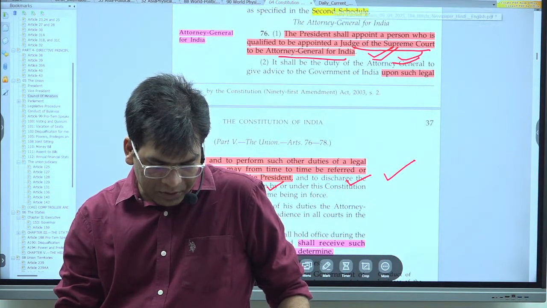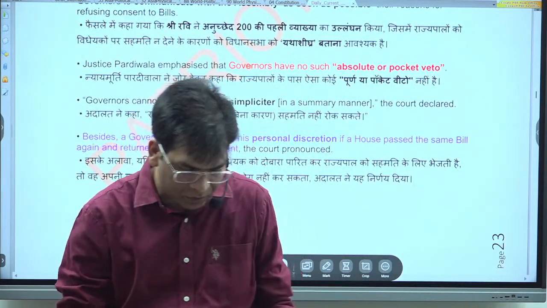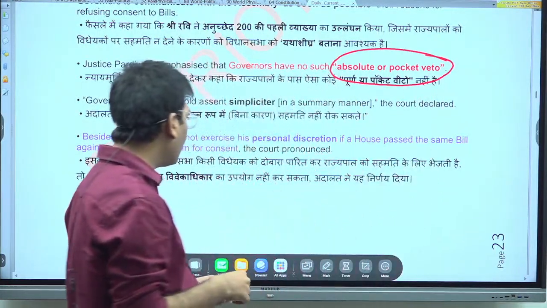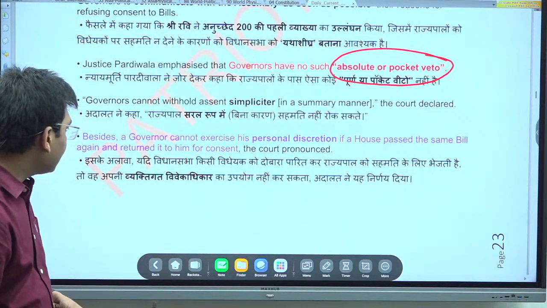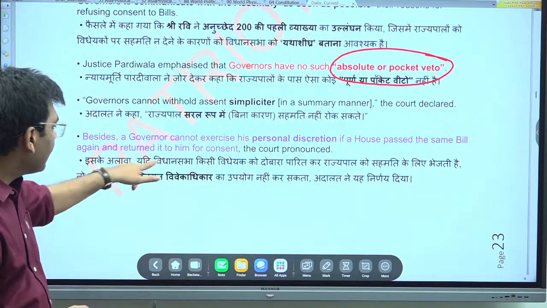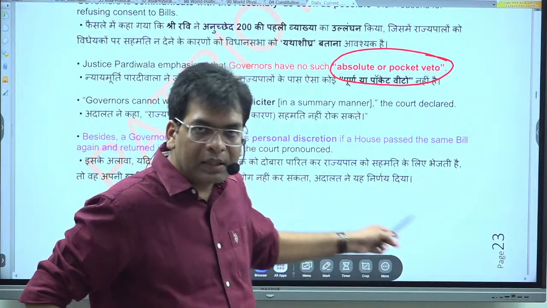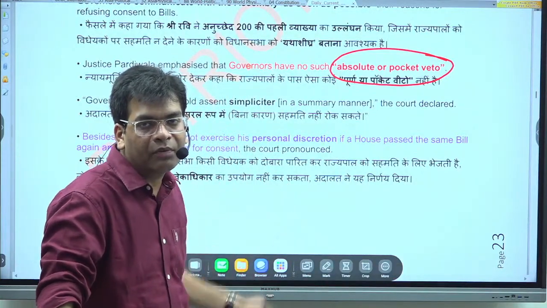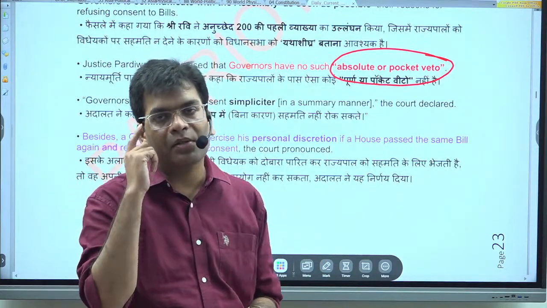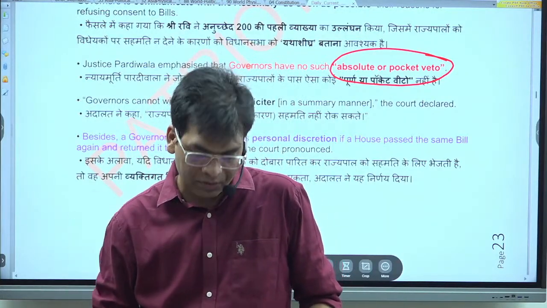Next news that we are going to cover. Okay, we have done with this. Governors have no absolute or pocket veto. It means that beyond a time limit, he cannot withhold his assent. Besides that, a governor cannot exercise his personal discretion if the House passes the same bill again and returns it to him for consent. So in the case of repassing of the bill, there will be no discretion with the governor. This is also true for the President as well. If the bill is passed again by Parliament, the President has to give assent. So please remember all these things.